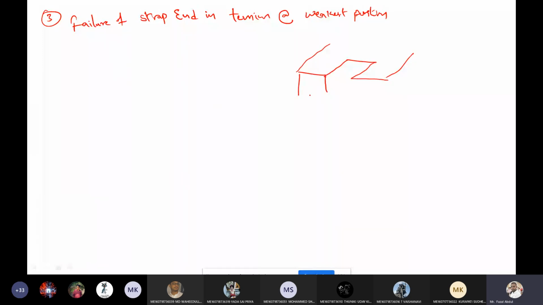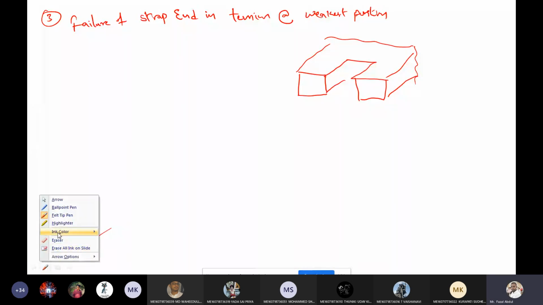Such types of diagrams you need to construct in the examination, Babu. For that reason I am drawing here. This is a failure area. So this failure area I want to calculate.